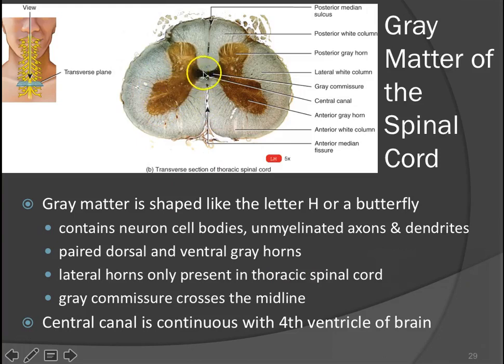Okay. And crossing over from one side to the other is something called the gray commissure. If you remember about commissures, some information is going from the right side over to the left side and vice versa. And in this image, you'll see the central canal. It has cerebrospinal fluid in it, and it's continuous with the fourth ventricle of the brain.